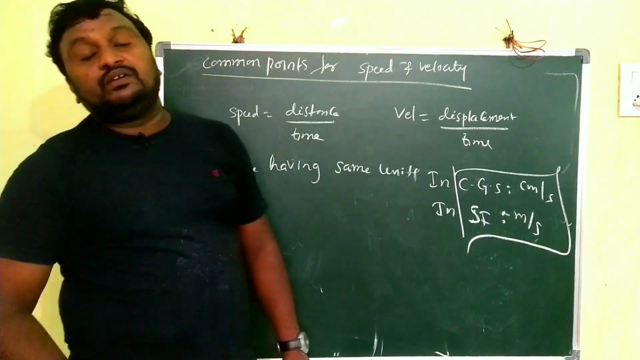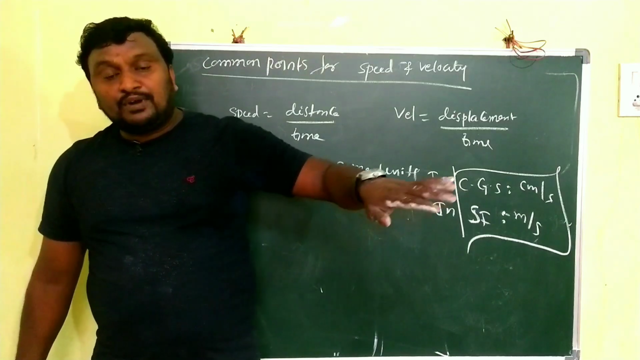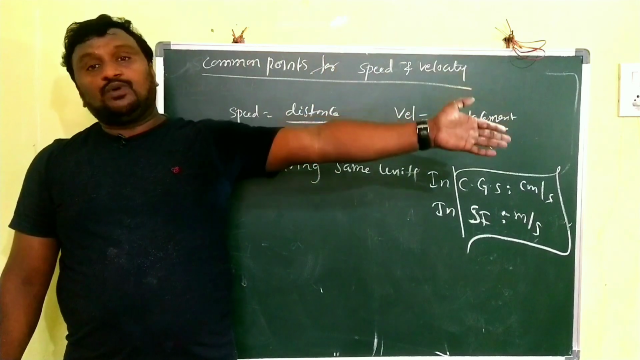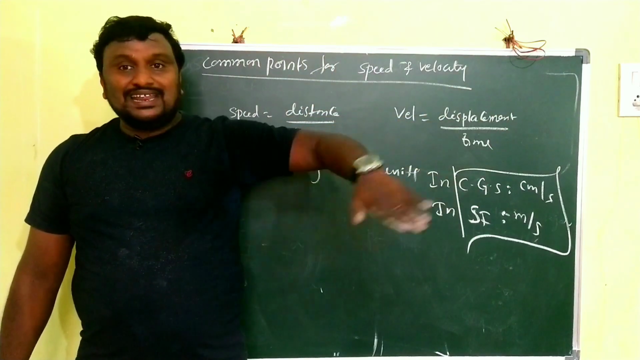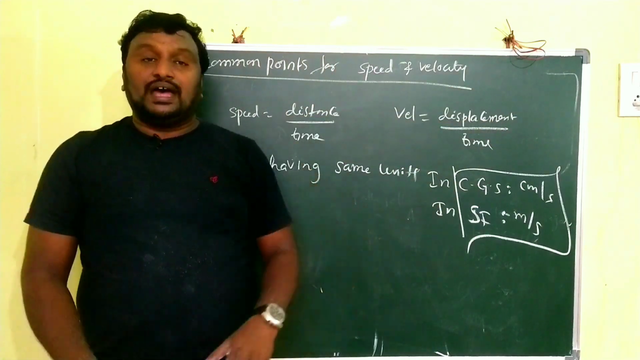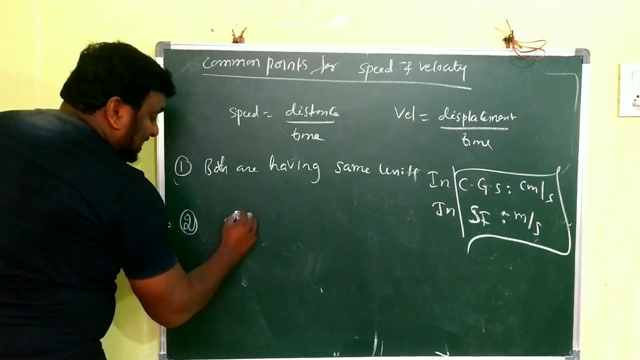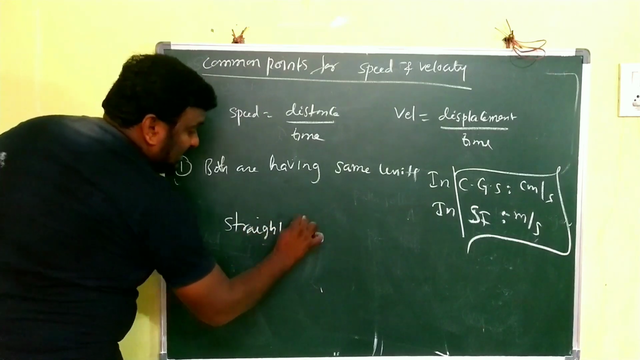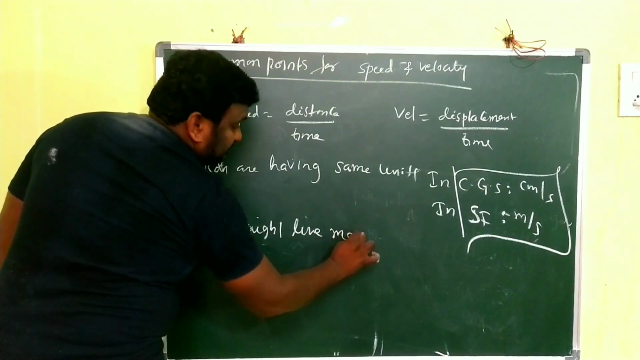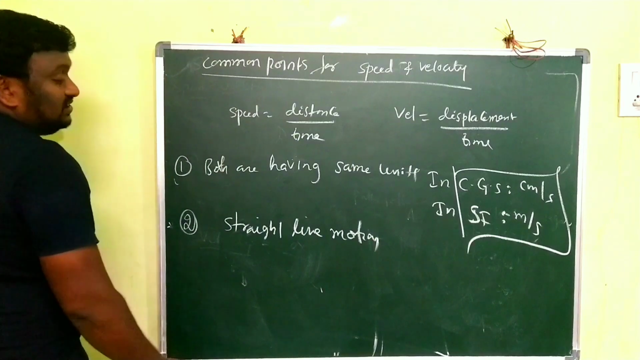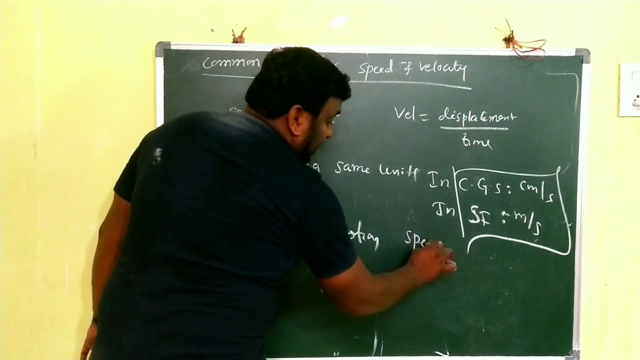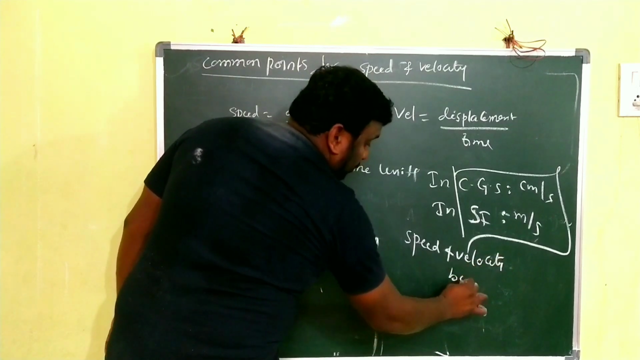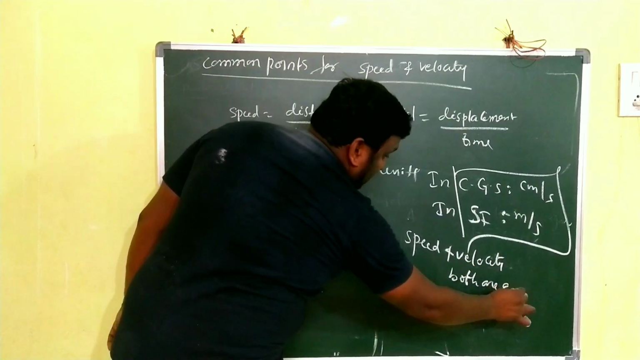I already told you in previous videos. In a straight line path, distance and displacement both are equal or the same. In the same manner, in straight line motion or linear motion, speed and velocity both are equal.